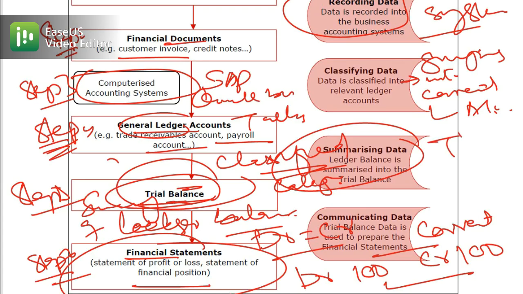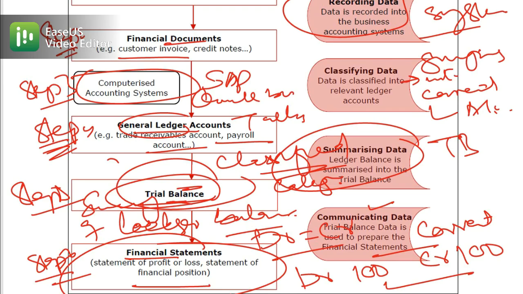Okay, so we have understood that this process shows how a simple business transaction like selling goods becomes a part of a company's financial report. It starts with the documents, goes through a computerized system, gets classified in the ledger, checked in the trial balance, and finally presented in a financial statement. And each step ensures that the data is accurate, organized, and useful for decision making, right?